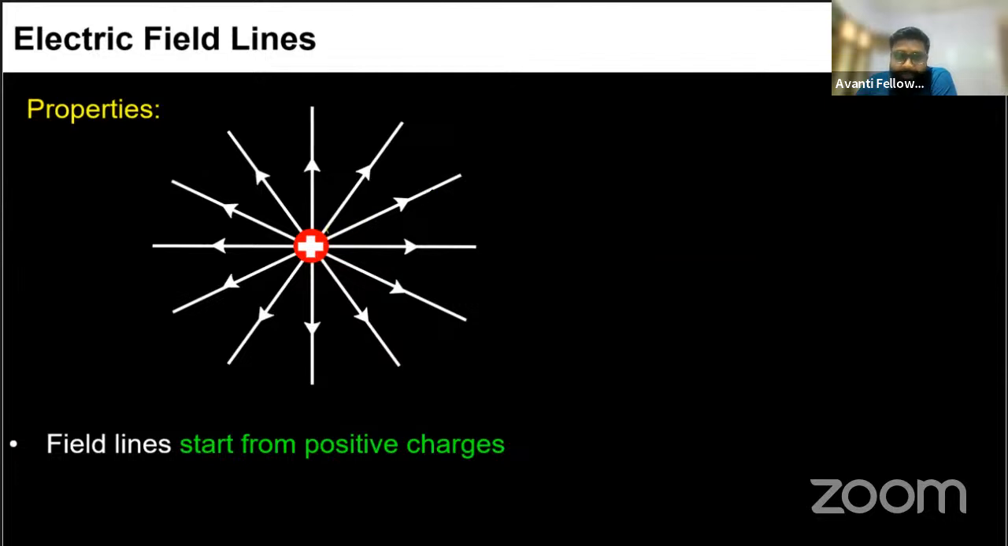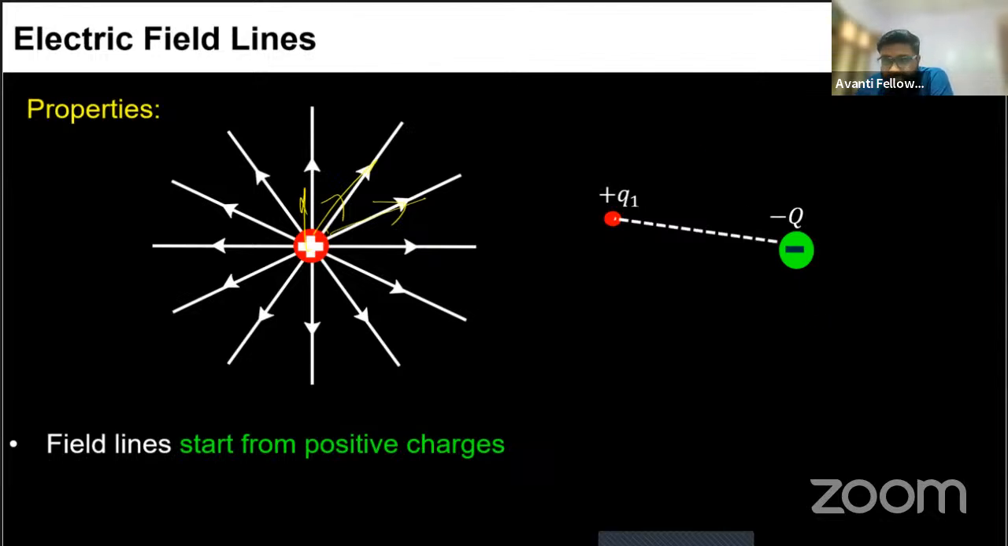Because positive charges repel, that is why the field will be outward. Got it? Now, if the negative charge is here and another positive charge is present, this question will be answered in this situation. Here we have two charges. This is F1. This is another charge F2.